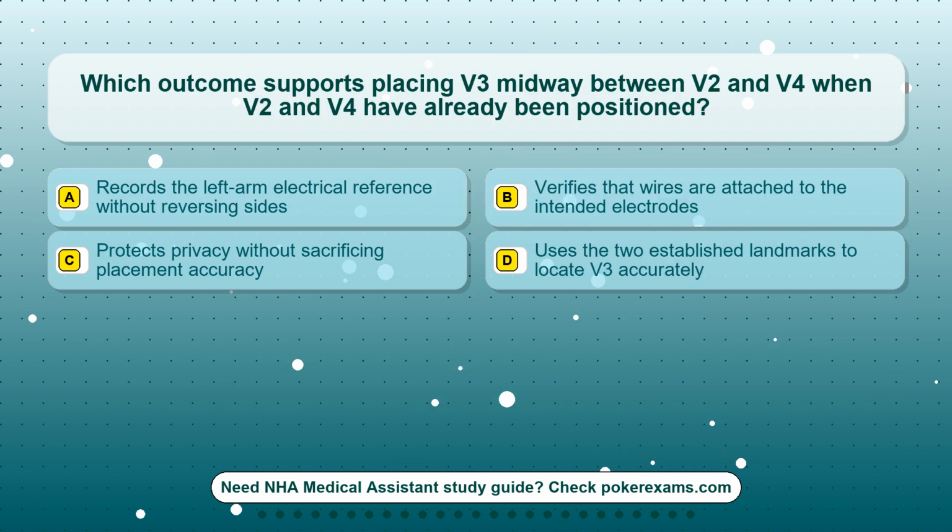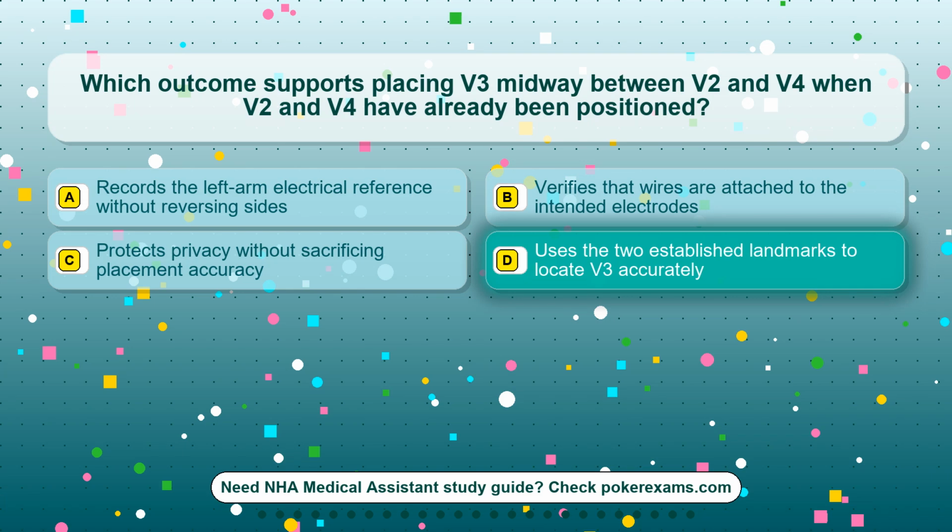Question 23. Which outcome supports placing V3 midway between V2 and V4 when V2 and V4 have already been positioned? Option A, records the left arm electrical reference without reversing sides. Option B, verifies that wires are attached to the intended electrodes. Option C, protects privacy without sacrificing placement accuracy. Option D, uses the two established landmarks to locate V3 accurately.